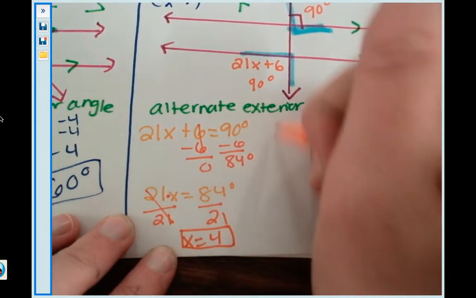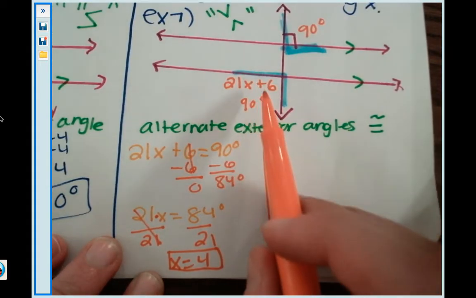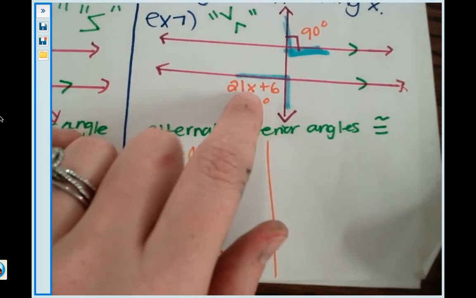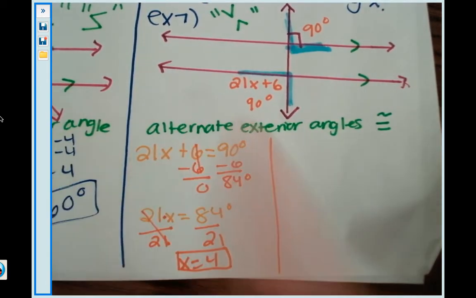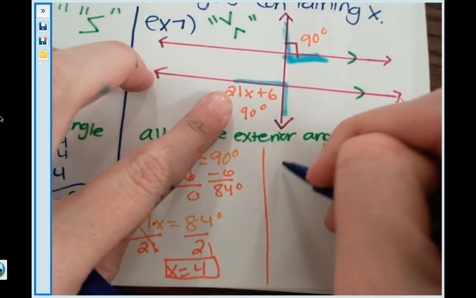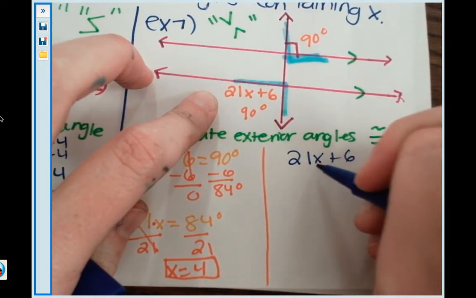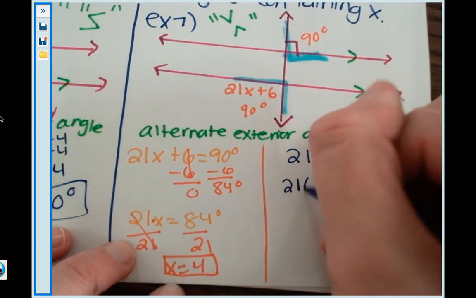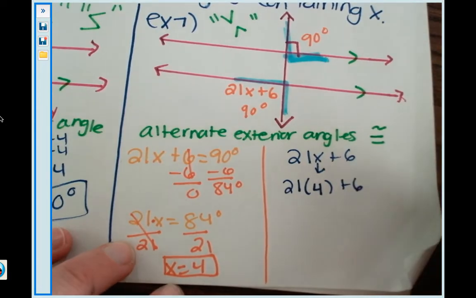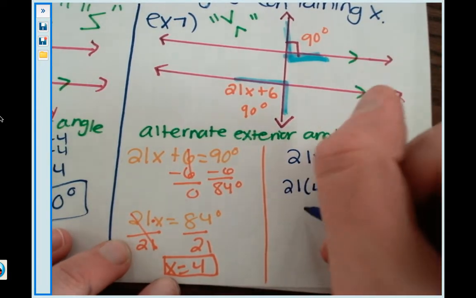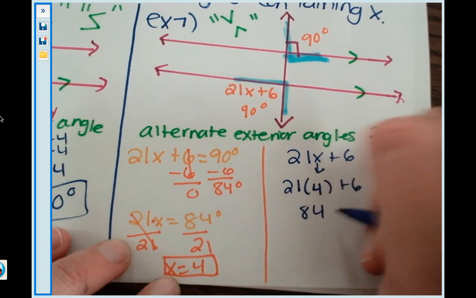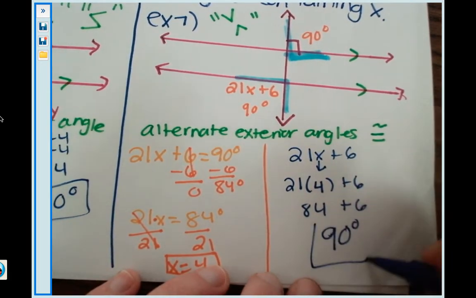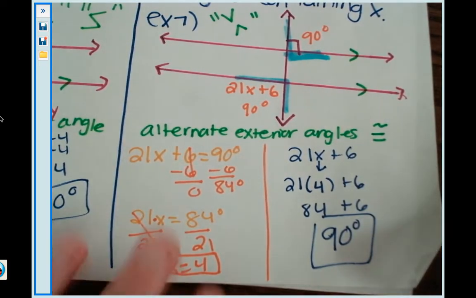So I found out what x is, and I know it's the correct x if when I substitute my 4 in for my x, I end up with 90 degrees. So I'm going to replace this x with a 4 and see if we end up with the right result. Let's see what happens. So I have 21x plus 6, and this x is going to transform into a 4. So we have 21 times 4 plus 6. All right, 21 times 4 gives me 84. And 84 plus 6 is 90 degrees. Yay! We got the right answer. I'm so excited, you guys.